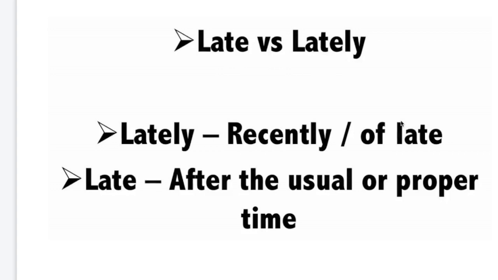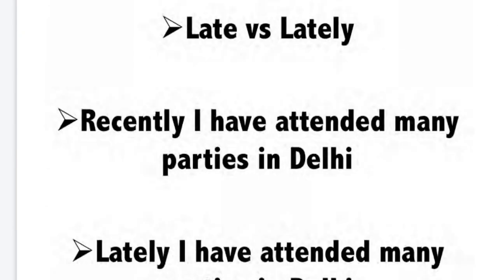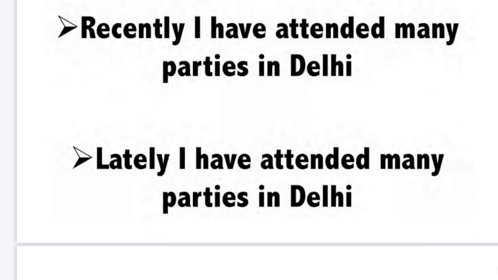For example, recently I have attended many parties in Delhi. Recently means in the last month, in the last week, something like that, very, very recently. You can also say lately I have attended many parties in Delhi. So lately means recently. You can also say off late. Off late I have attended many parties in Delhi. That is also correct. Either say off late or say lately or say recently. They all mean the same.